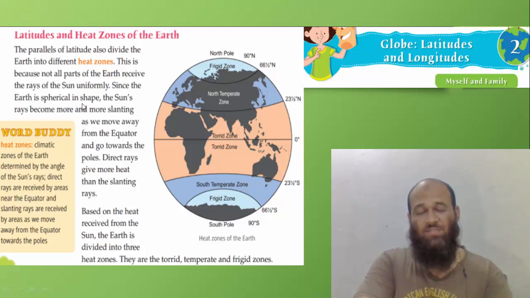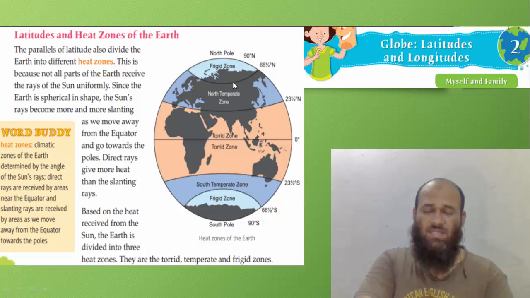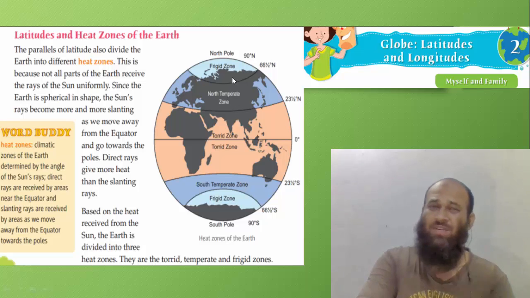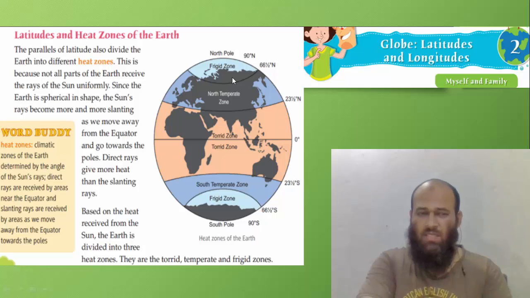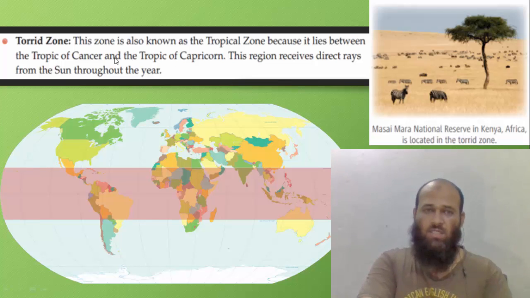Since the earth is spherical in shape, we know that the sun's rays become more and more slanting as we move away from the equator and go towards the poles. Direct rays give more heat than the slanting rays. That's why the equatorial region, which gets the direct rays, is hotter than the northern regions and the southern regions, which receive slanting rays. Based on the heat received from the sun, the earth is divided into three heat zones. They are torrid, temperate, and frigid.